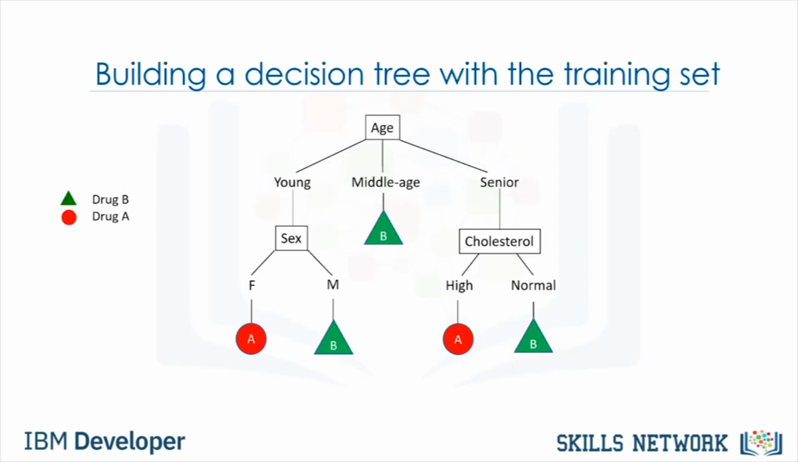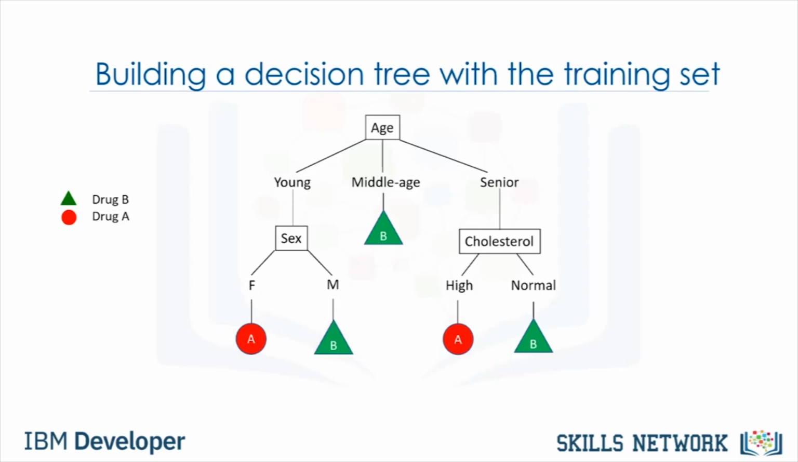If the patient is middle-aged, then we'll definitely go for drug B. On the other hand, if he is a young or a senior patient, we'll need more details to help us determine which drug to prescribe. The additional decision variables can be things such as cholesterol levels, gender, or blood pressure. For example, if the patient is female, then we will recommend drug A. But if the patient is male, then we'll go for drug B.